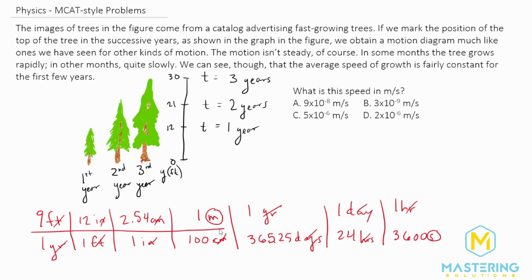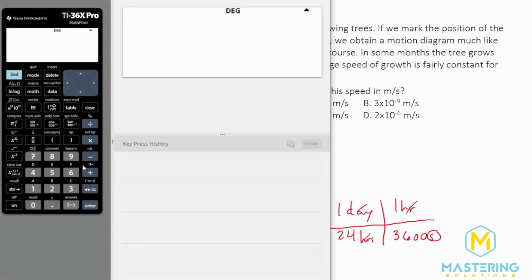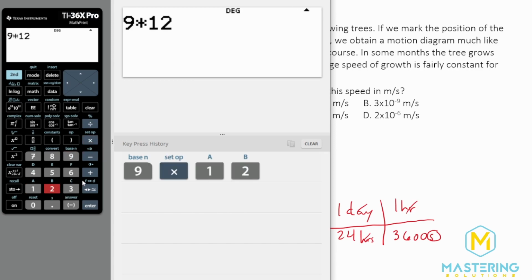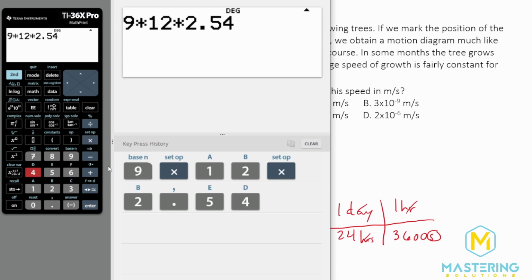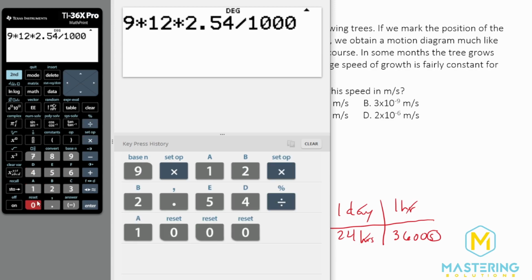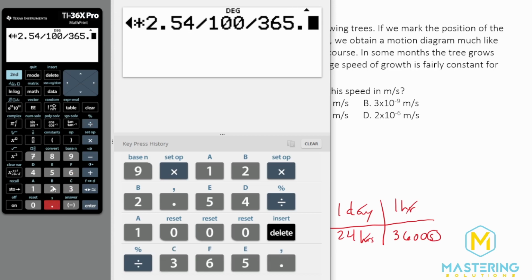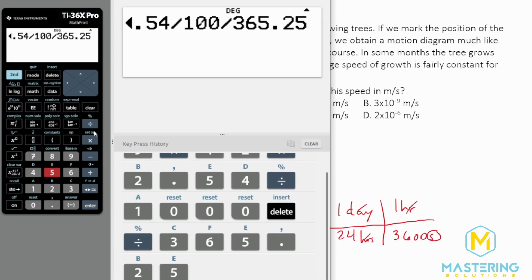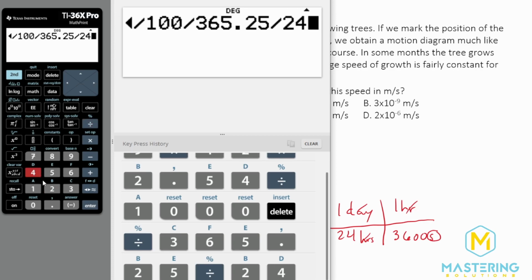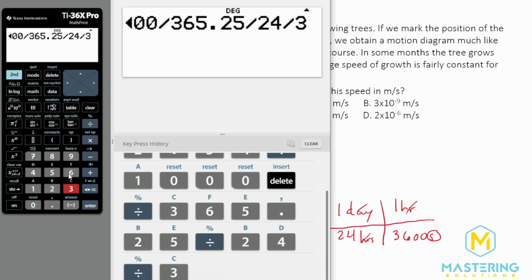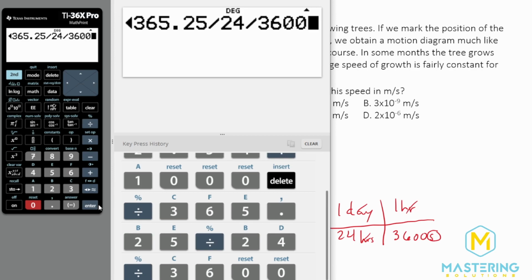So now let's go through and calculate this out. We have 9 and then multiplied by 12 to put us into inches, and then multiplied by 2.54 to put us into centimeters, divided by 100, now we're in meters. And then we're going to divide that by 365.25 days and divide by 24. And lastly, divide by 3,600 to put us into seconds.